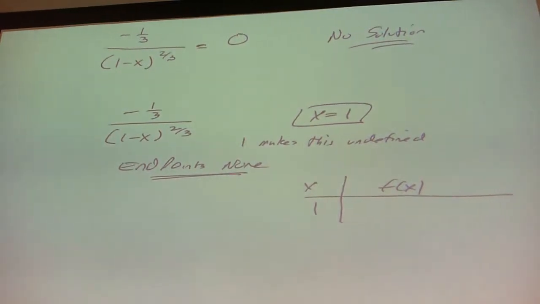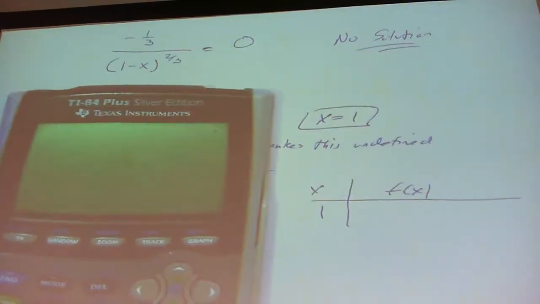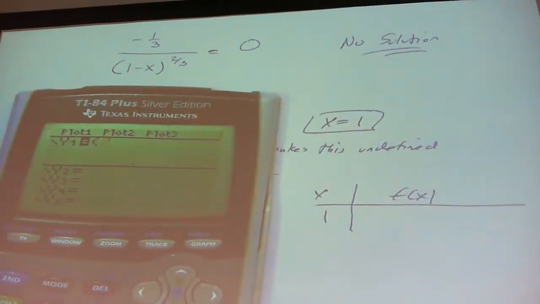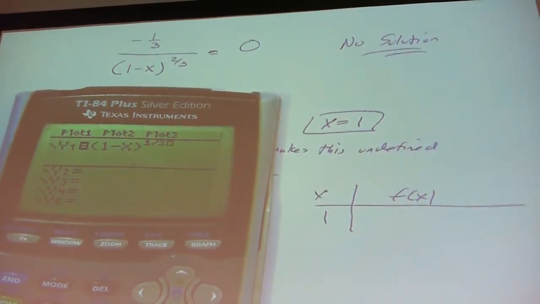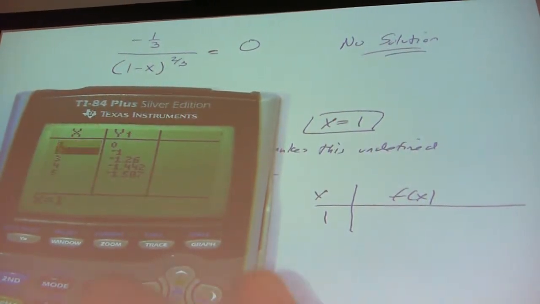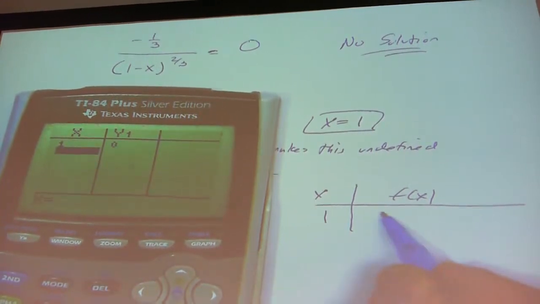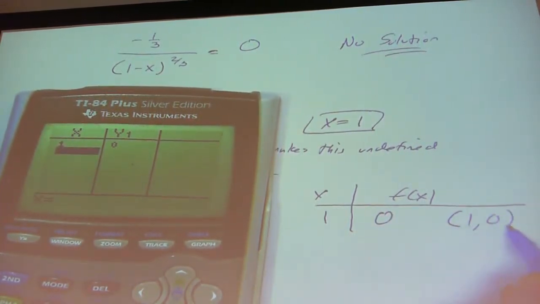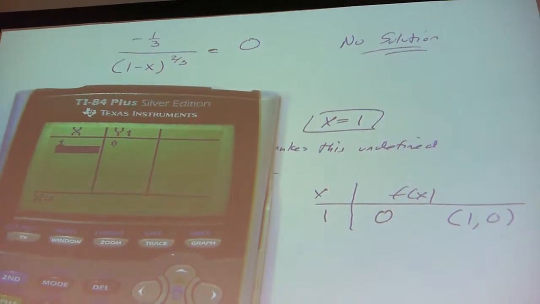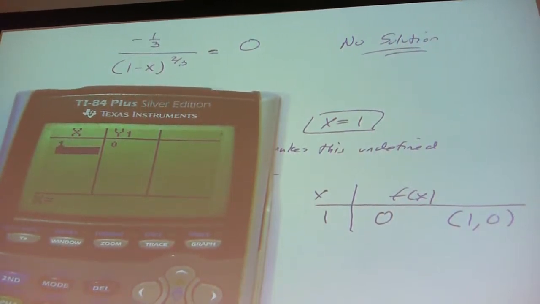So when we make our table, what are we plugging 1 into? The original. So let's go to the original: parentheses 1 minus x raised to the 1/3. Be careful typing it in. When you plug 1 into the original, what do you get? 0. So I need to go find the point 1 comma 0 and let's see what it is.